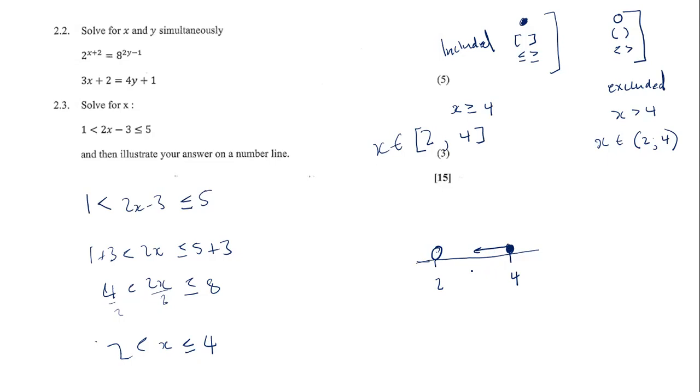4, 3, 2, 1, but again x is greater than 2. So x is greater than 2, but 2 is not included, we can see. So meaning 2.1, 2.2, and so forth. And therefore, this is how we present our number line. This will be the final answer. Then we are done.